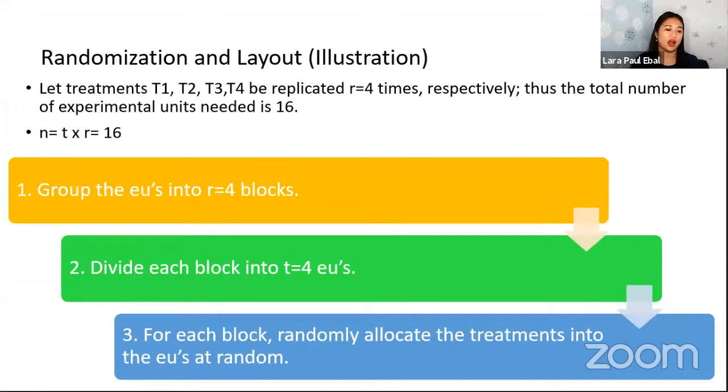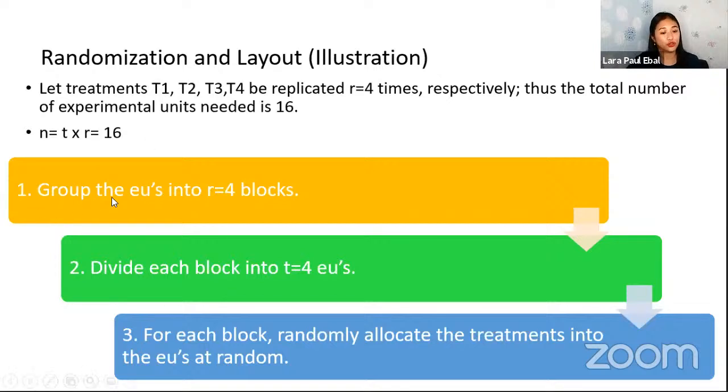Now, randomization and layout. We have this illustration. Let treatments T1, T2, T3, T4 be replicated 4 times respectively. Thus, the total number of experimental units needed is 16. We have 4 treatments and 4 replicates, and these 4 replicates are actually your 4 blocks. One block, one replicate, has these 4 treatments; another block, another 4 treatments, and so on. All in all, we have 16, that's 4 times 4.